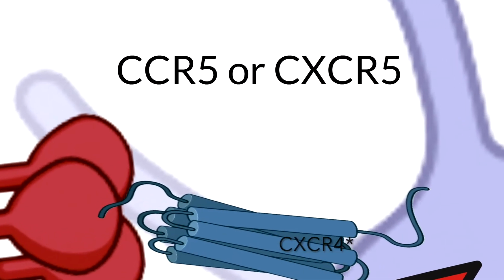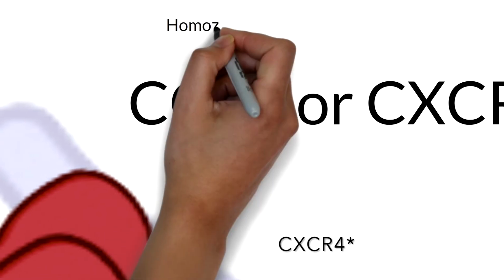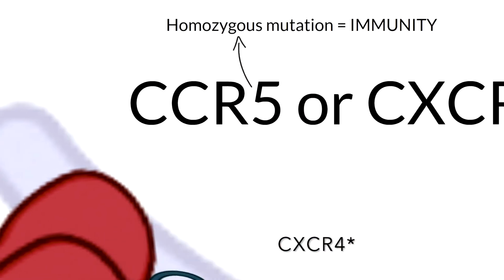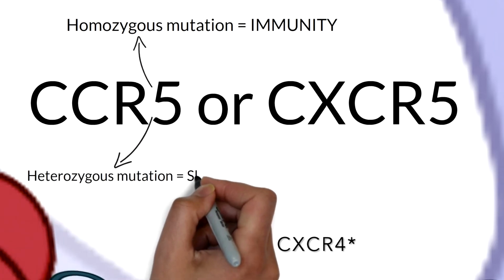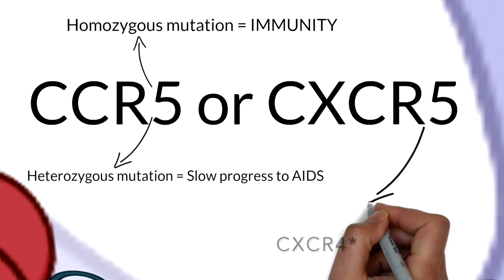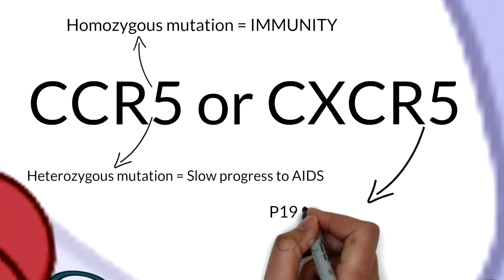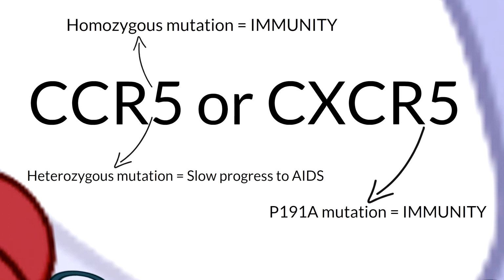Interestingly, people with a homozygous mutation in the CCR5 receptor are immune to HIV, and people with a heterozygous mutation of the CCR5 receptor progress slowly to AIDS. Although mutations of the CXCR4 receptor are quite dangerous for various reasons, the P191 mutation is reported to safely inhibit HIV infection.